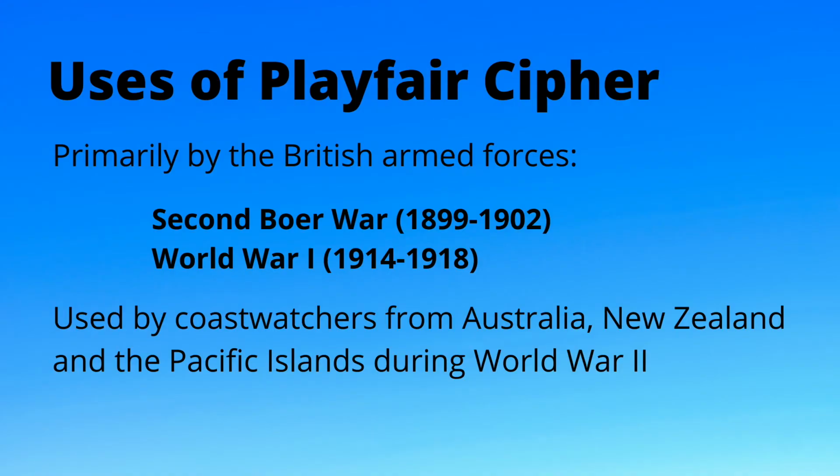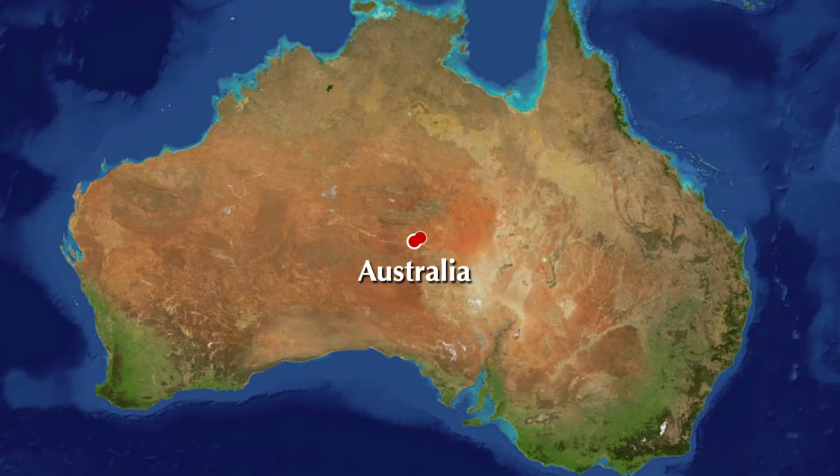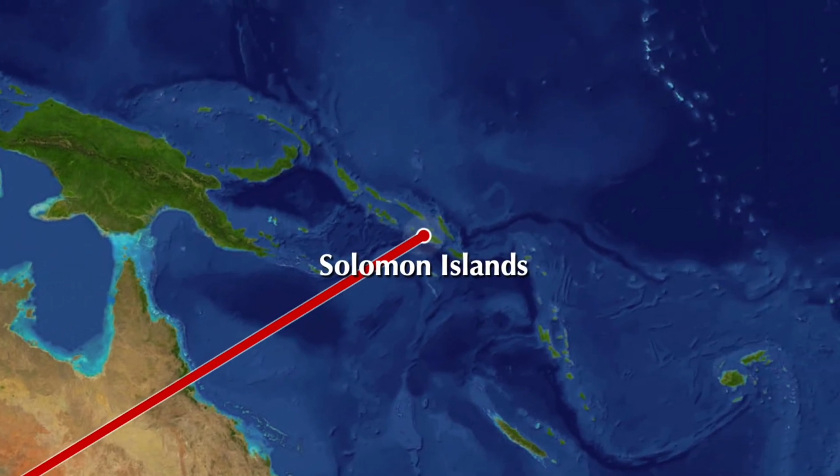The Playfair cipher was primarily used by the British military for tactical communication in the Second Boer War and World War I. It remained in use during World War II by coast watchers in Australia, New Zealand, and the Pacific Islands, where it played an important part in saving a future president's life. On August 2nd, 1943, an Australian coast watcher stationed on the Solomon Islands, Lieutenant Arthur Reginald Evans, noticed a fire on the water in the Blackett Straits.